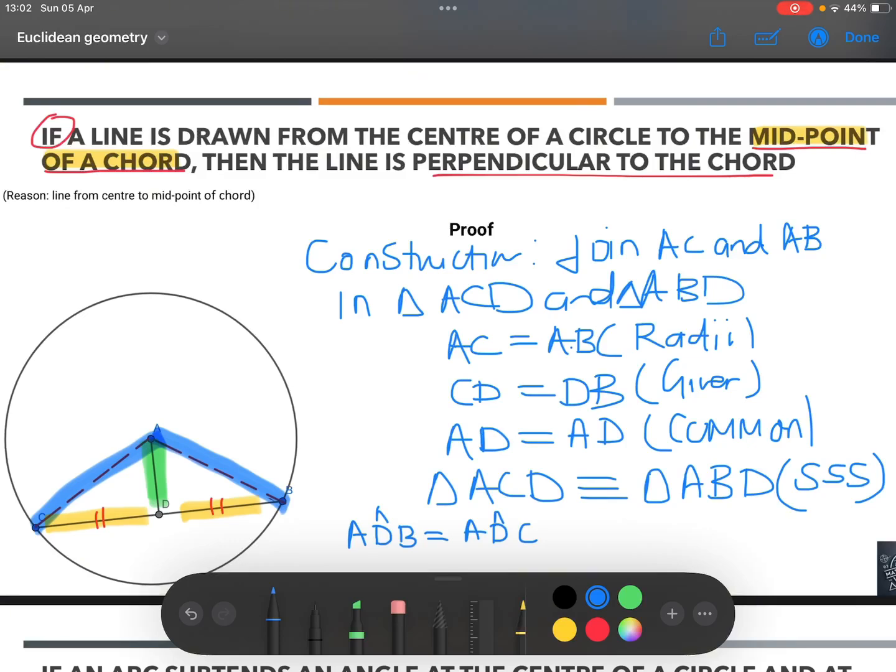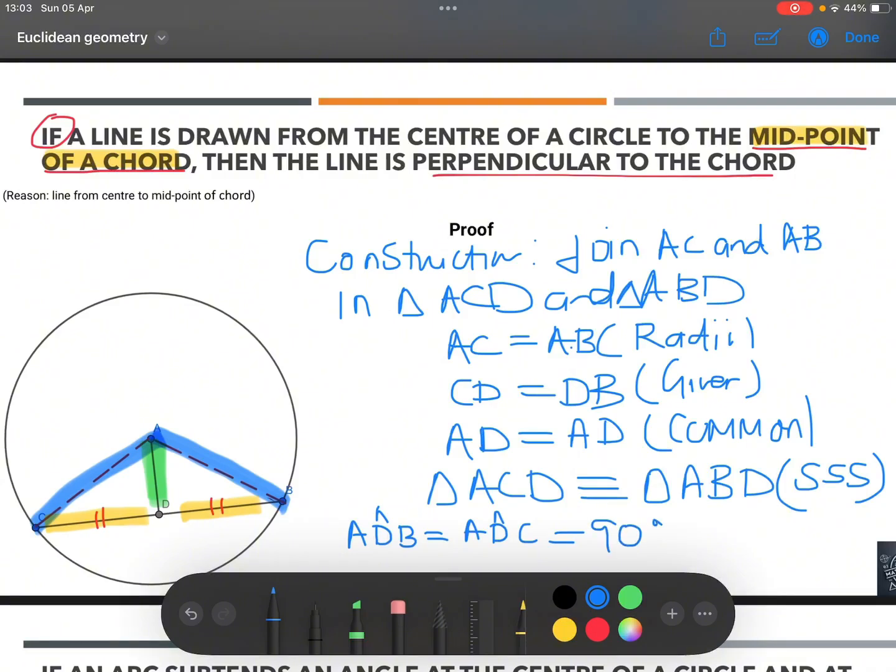However, that line that is drawn from the center of the circle to the midpoint of the chord, the chord is a straight line, and it's drawn to the midpoint of a straight line, and basically it forms 90 degrees. That is an angle on a straight line, so it will be equal to 90 degrees.